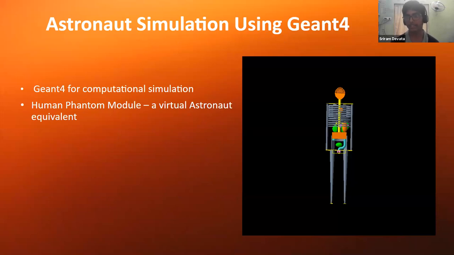So we use a toolkit called GEANT4. GEANT4 is a toolkit that we use to model the interactions between matter and particles. And GEANT4 has an inbuilt module called the human phantom module. So it has a collection of all materials like the tissue, bones, and the muscles of the human body, and brings them together to make a human body. Since you already have the data of the radiation in the particular places, we simulated using inbuilt particle sources in GEANT4. Next slide, please.